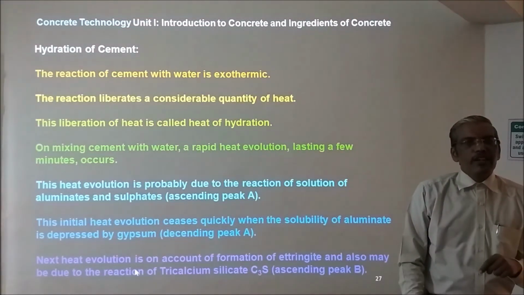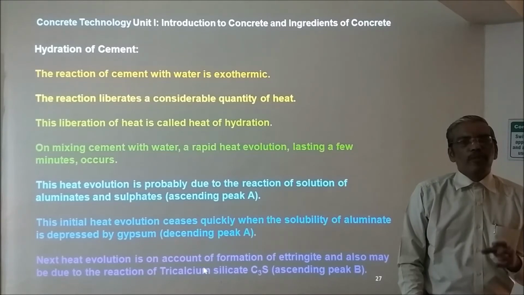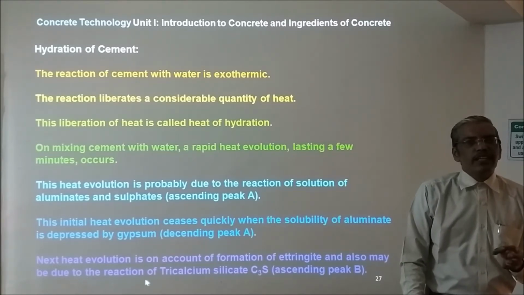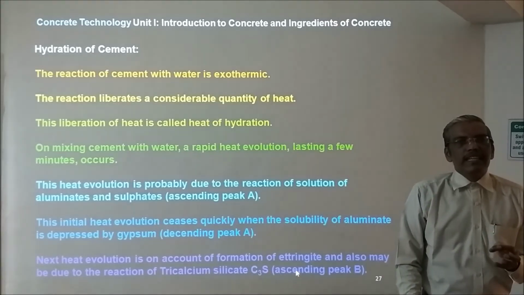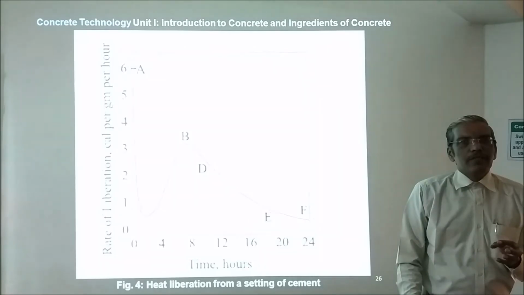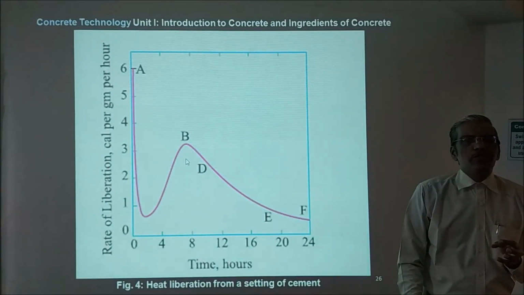Next, heat evolution is on account of formation of ettringite and also may be due to the reaction of tricalcium silicate, that is C3S, the ascending peak B. So here this is due to the C3S.